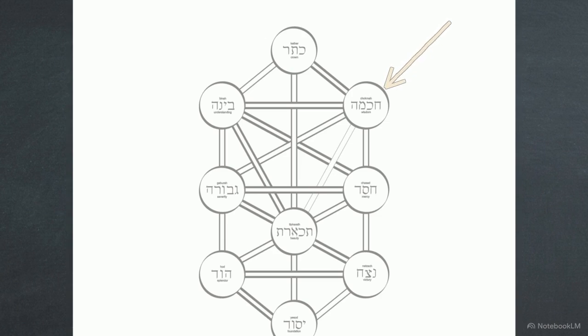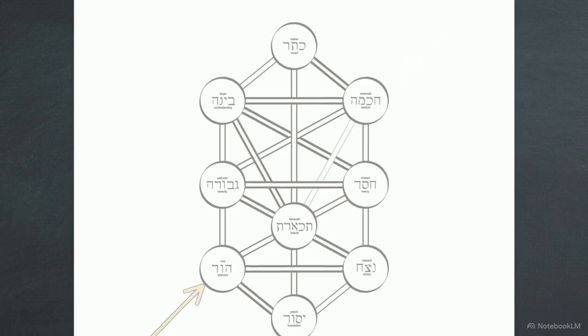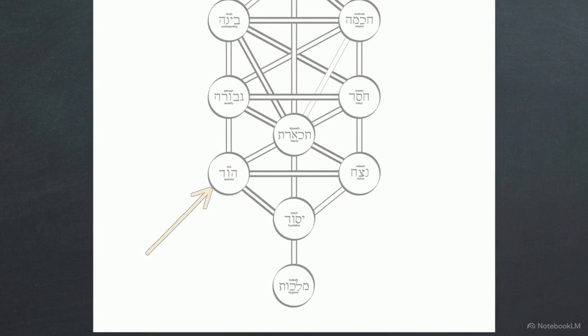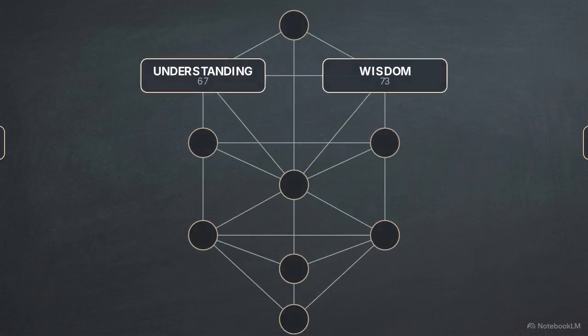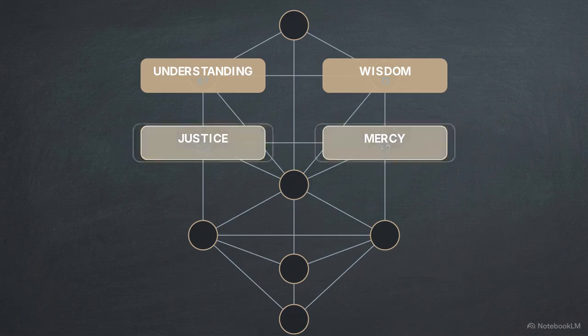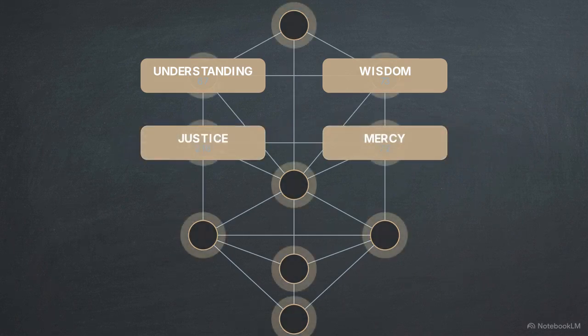Lower down, the value 15 links to Hod, mapping majesty to the tree. By plugging words and their calculated values into this map, a scholar can determine exactly where any specific biblical concept fits within the larger hierarchy of divine emanation.